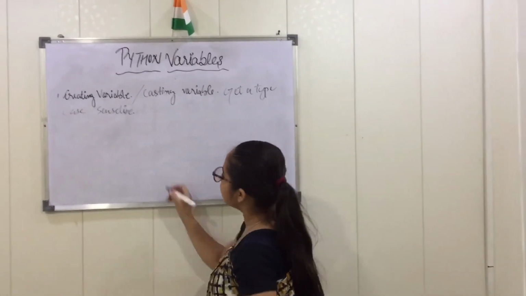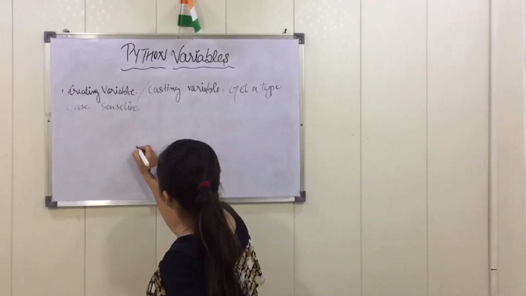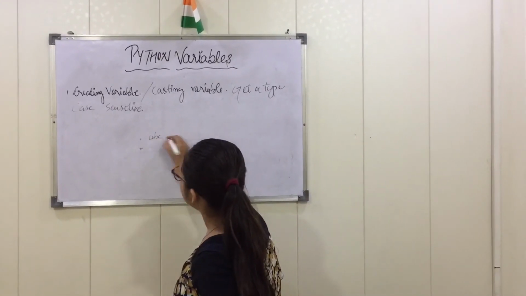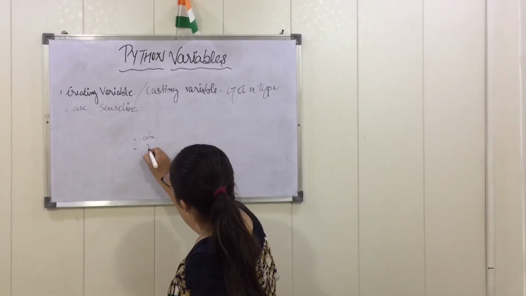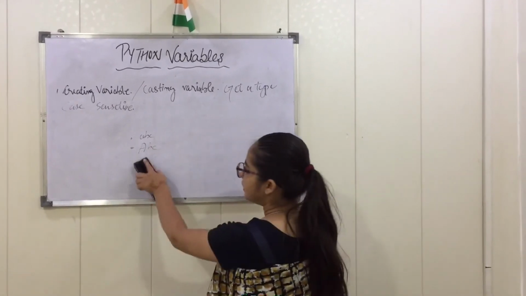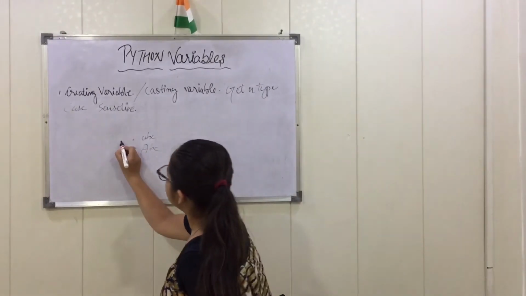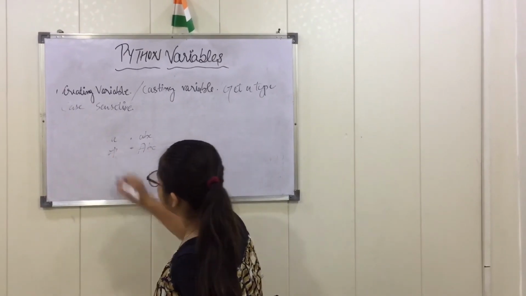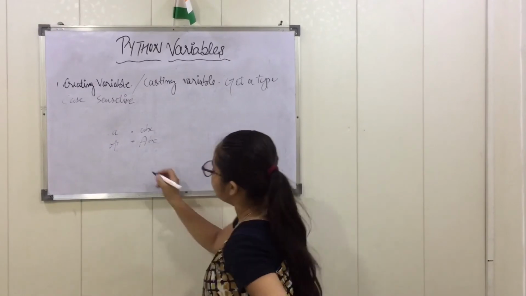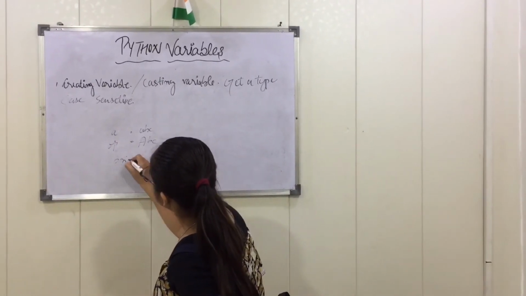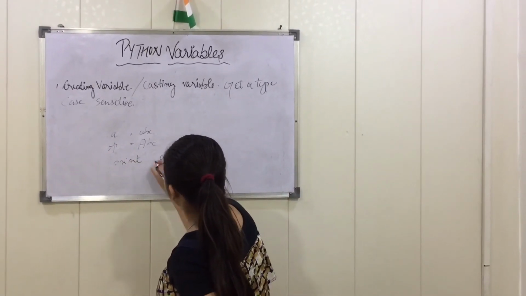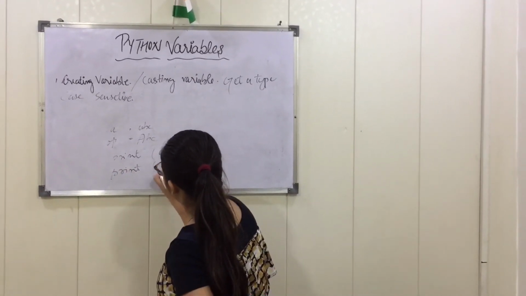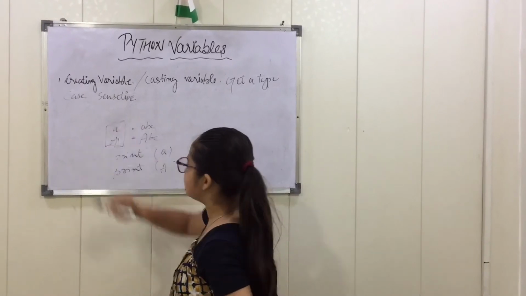Case sensitive is like I have taken two values. Suppose the first one is abc and the second is big ABC. So I have taken the same variable, but the first is small a and the second one is big A. So how will the output be? Print the value of small a and print the value of big A. So these are known as case sensitive.